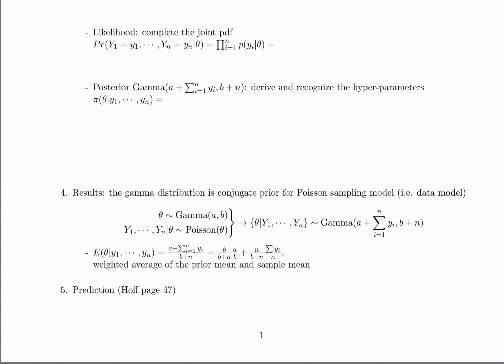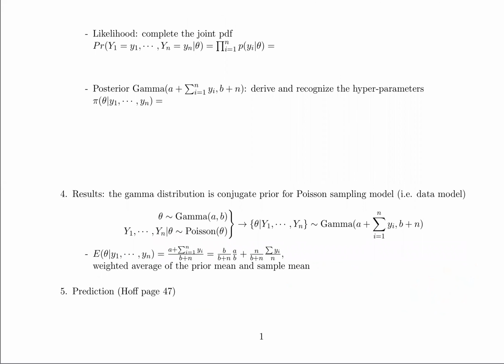And in the end, for number 4 and 5, I just want to mention that for number 4, the final result is what we saw. So you start with the gamma(a, b), combine it with the Poisson model, and you come to a gamma(a + sum of y, b + n). Just quickly, remember in the beta case as well as the normal case, we looked at how the posterior mean is a weighted average of the prior mean and the sample mean. So we see that here as well.